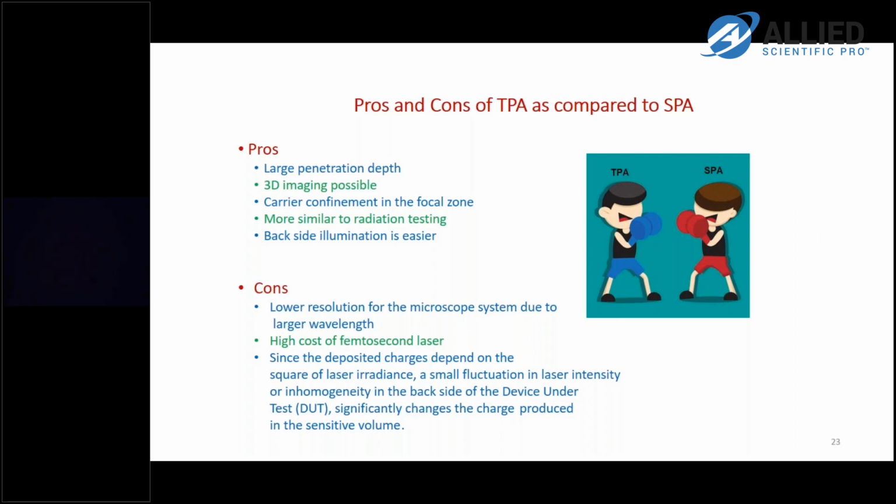And then the other issue is that because the deposited charges depend on the level of illumination at the point where they're being generated, if there is a little inhomogeneity in the backside of the semiconductor or a small fluctuation in laser intensity, then this significantly changes the amount of charge produced in the sensitive volume. So for TPA testing, one has to make sure that the backside is completely polished and uniform, and also has to have control over the laser intensity, because you don't want to deal with the consequences of a nonlinear effect and generate strange results.